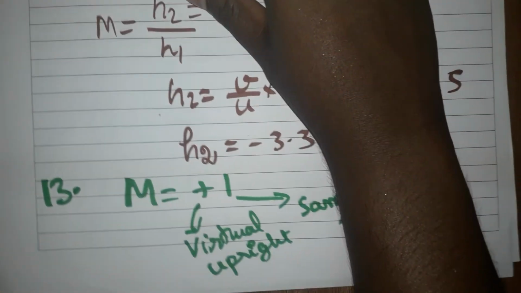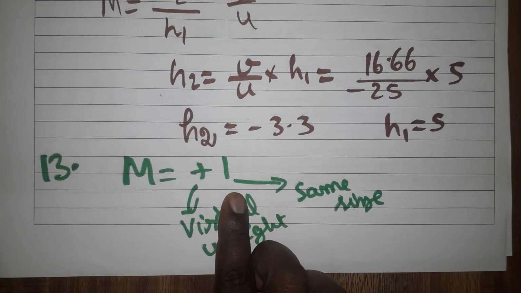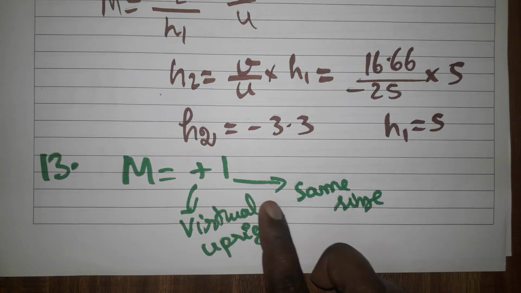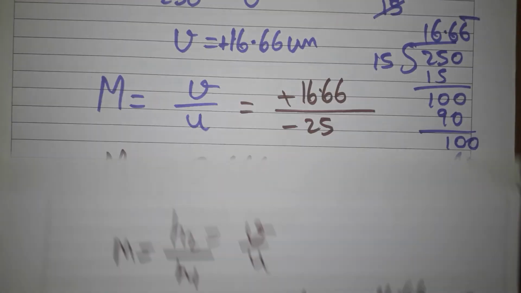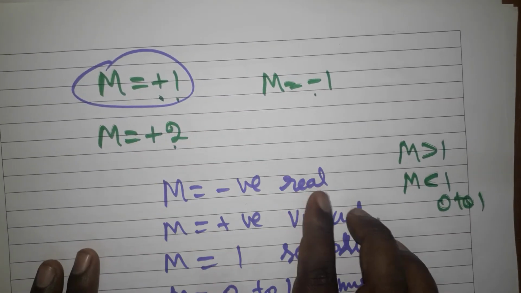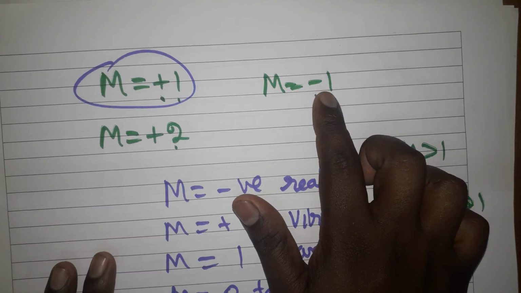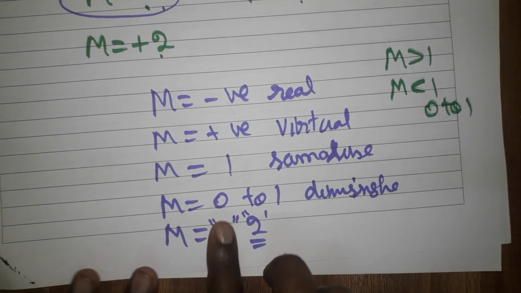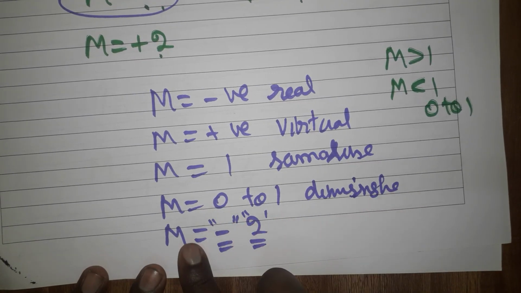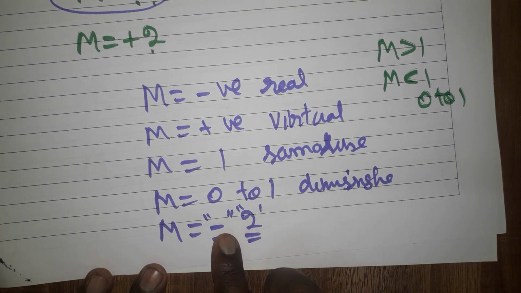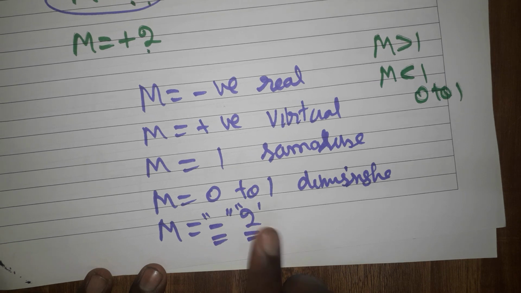Next, magnification positive one. They asked what it is. Positive means it's virtual, upright, erect. And one indicates the same size. So magnification positive one is upright, virtual, erect, same size. For example, if magnification is +1, it is the same size. -1 is real, inverted, same size. In case magnification is negative it means real, positive means virtual, 1 means same size, 0 to 1 means diminished, more than 1 means magnified. In case -2 is there, minus is real inverted, and 2 is magnified because it is more than 1.